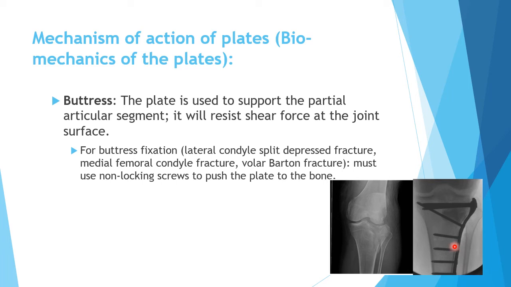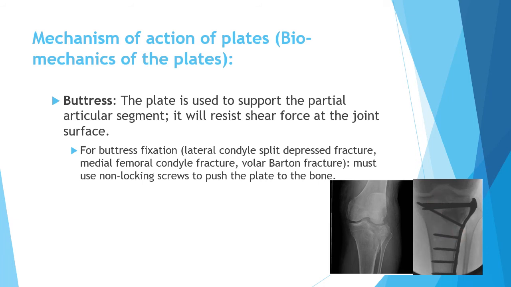This plate, as you see, is very tightly pushed towards the bone using regular cortical non-locking screws. This will push the plate all the way to the bone and it will now act as a buttress, so it will prevent any shear forces on the partial articular fracture. The partial articular fracture is here. When there are any forces across the joint, there will not be any shear force here because this plate is buttressing that fracture. So again, it's very important that the screws into the main segment here are non-locking screws, to push the plate all the way towards the bone so that it can buttress this fracture.